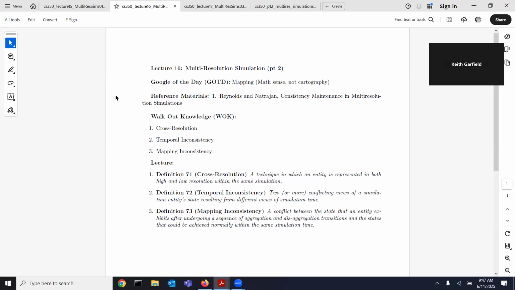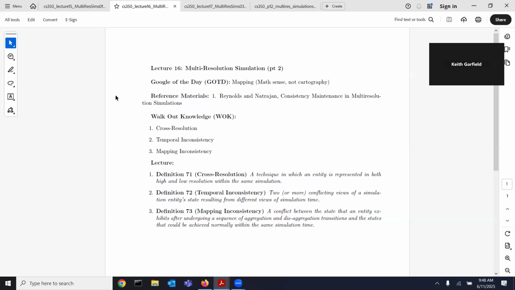You can also get issues not just in time but in mapping. The temporal inconsistency is, at the low level, hey, we did a lot of stuff, a lot of time has passed. And at the high level, well, no time has passed at all because it passed in 5-minute chunks or 15-minute chunks, right? So even though you've experienced 10 minutes of time, I haven't. So we have a different view of time. And then that can lead to the mapping inconsistency too.